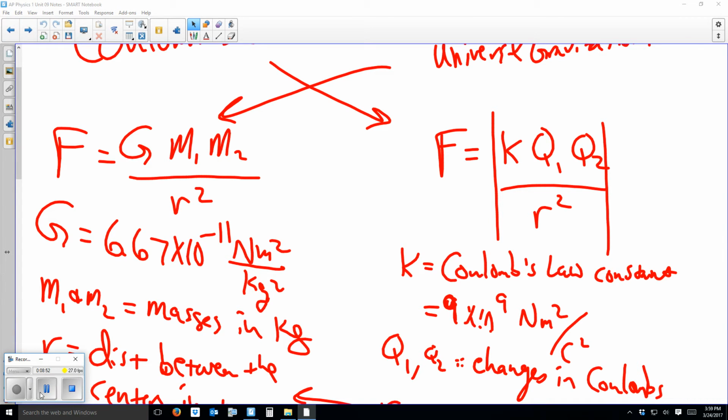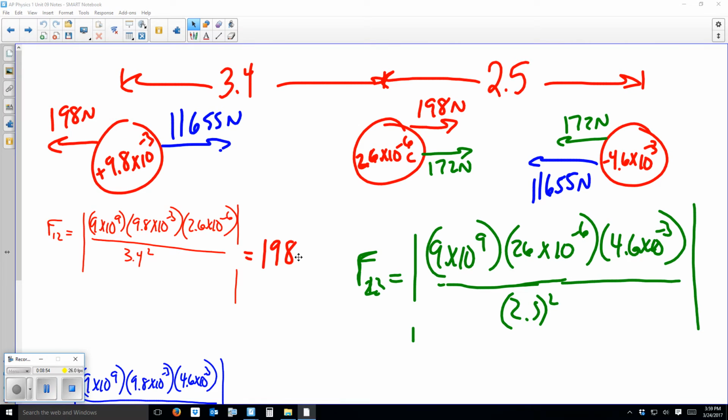Every once in a while, we'll see a problem with 3 of these spheres, 3 of those charged objects. To solve these, just solve the force between 1 and 2, and then 1 and 3, and then 2 and 3. You end up with all 3 of these forces. As I solve these, for 1 and 2, we got 198 newtons. That is the force acting on both charge 1 and 2, but since they are both positive, they repel, so this charge here is pushed to the left, this charge here is pushed to the right. So I do that for all of them.